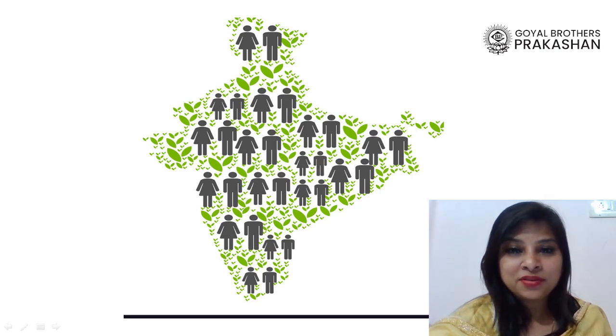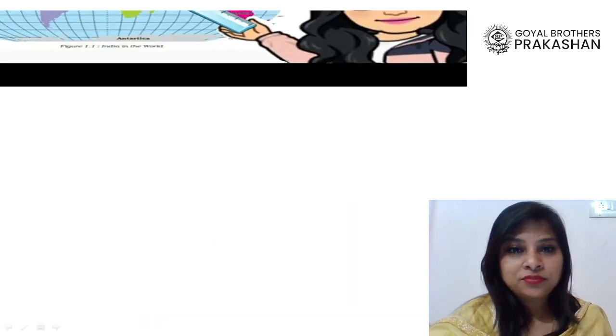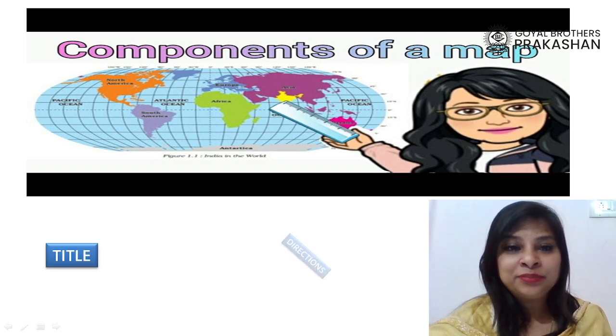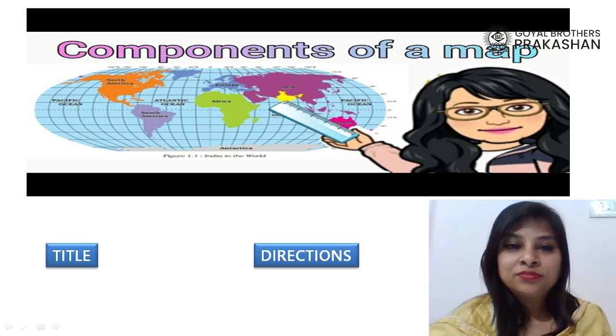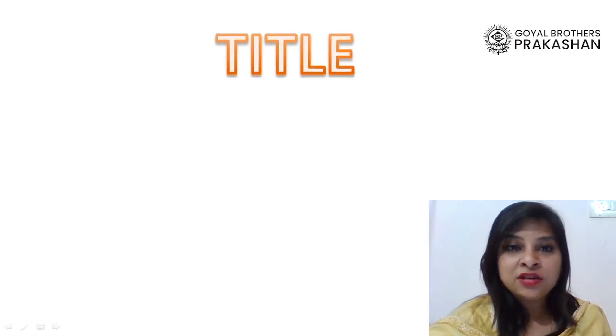Population map, again a thematic map. Components of a map. So, let's do this now. Components of a map: title, direction. Now, we will do the title first.